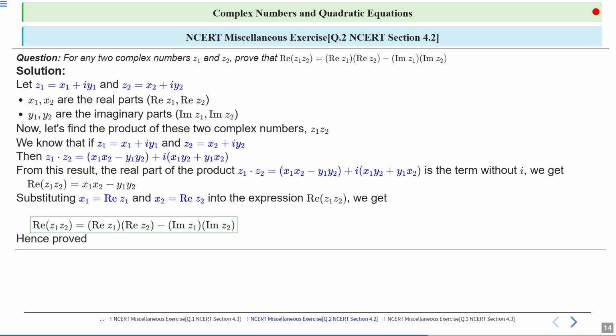So we have shown step by step that the real part of the product of two complex numbers is equal to the product of their real parts minus the product of their imaginary parts. Hence, proved.